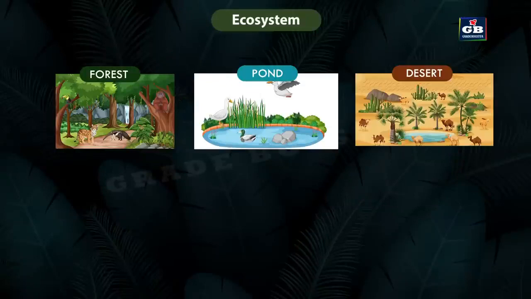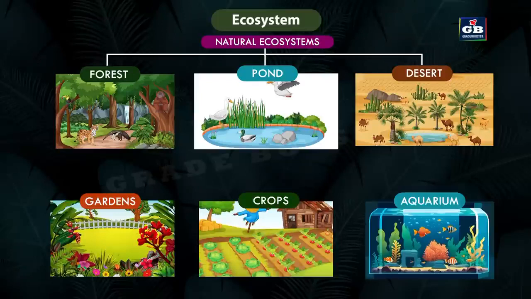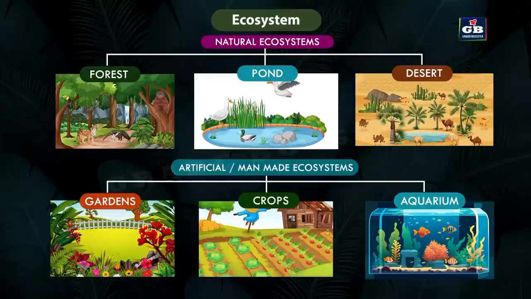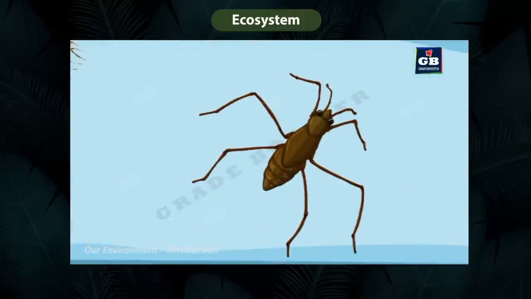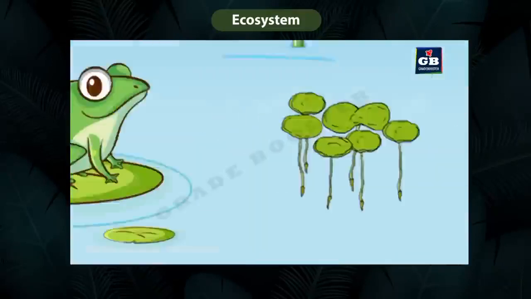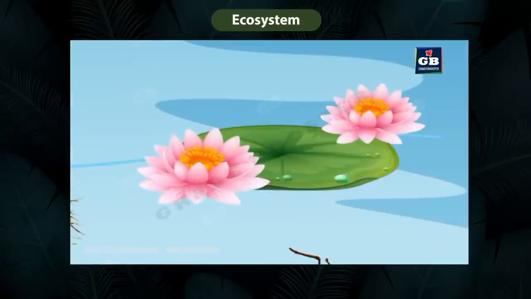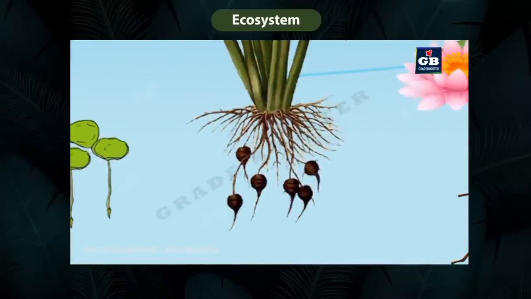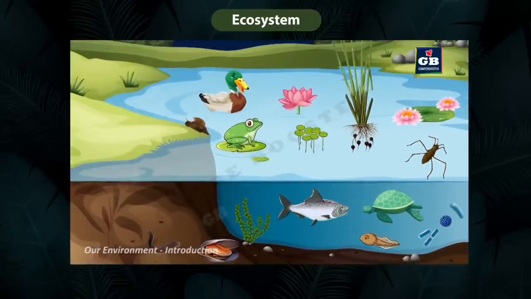Forests, ponds, deserts are the examples of natural ecosystems, whereas gardens, crop fields and aquariums are the examples of artificial or man-made ecosystems. Let us look at the components of a natural ecosystem, pond. If we observe a pond ecosystem, we can find animals like pond snail, pond skater, tadpole, turtle, duck, mussels, leech, fish, frog, plants like water lily, lotus, duckweed, water chestnut, and microorganisms like bacteria and protozoa. These are the different organisms of the pond ecosystem.